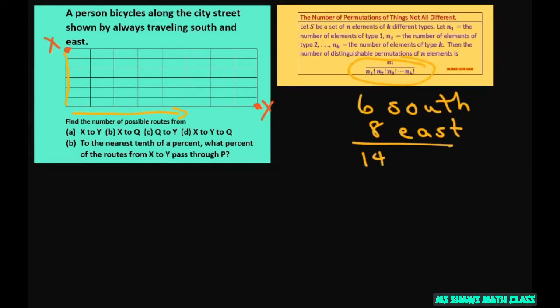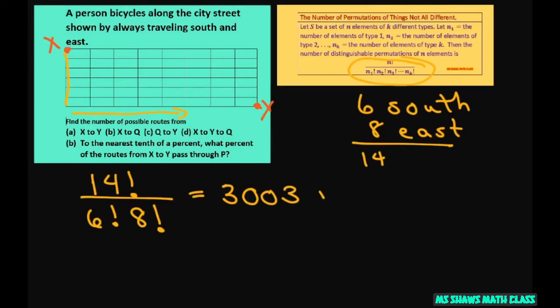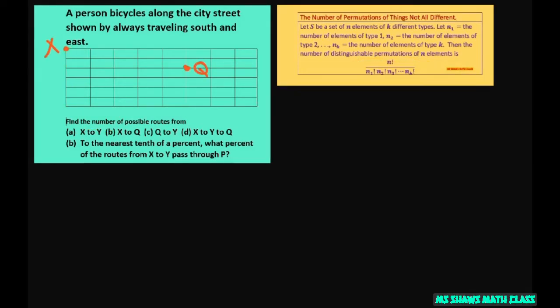We're using this formula here, the number of permutations of things not all different. So that's going to be 14 factorial divided by 6 factorial times 8 factorial. Just use your calculator and you're going to get 3,003 routes. Okay, that's this one. Now the next one, X to Q.